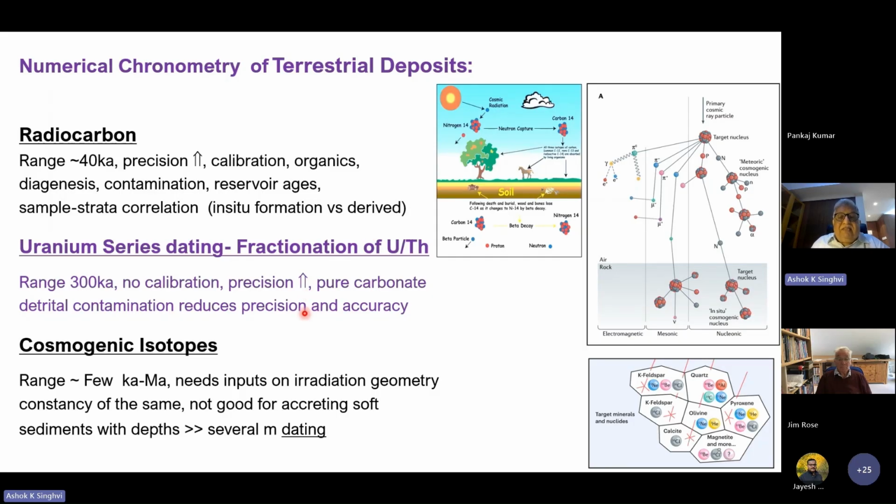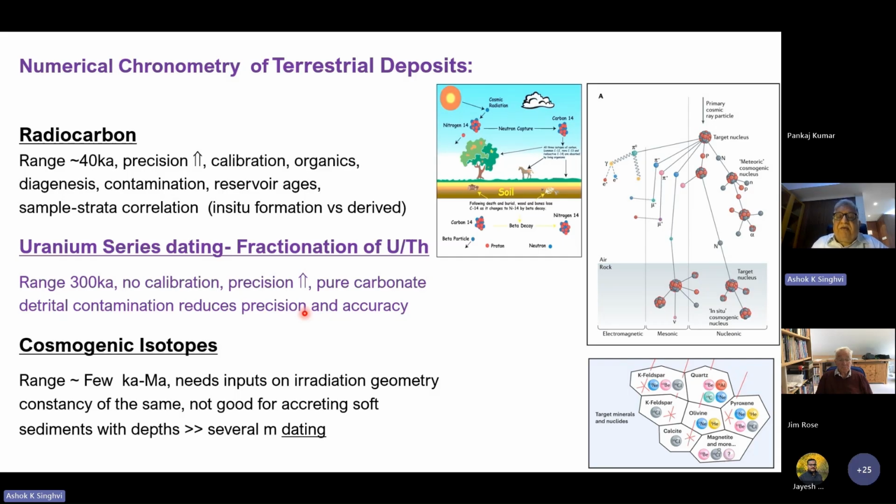The second method is the uranium series method, where you look at the fractionation of uranium and thorium. Uranium is water soluble and thorium is particle reactive. So there is a kind of fractionation whenever there is an aquatic system, and you can use that fractionation to create a clock which can be measured using activities of uranium and thorium and their daughter products and get a time.